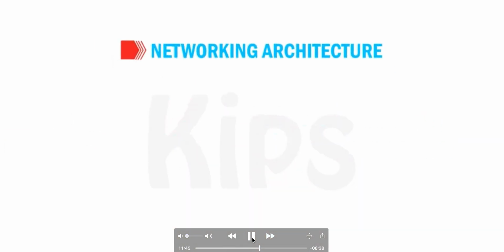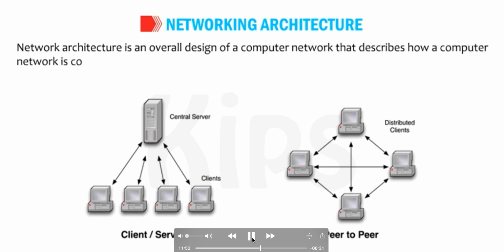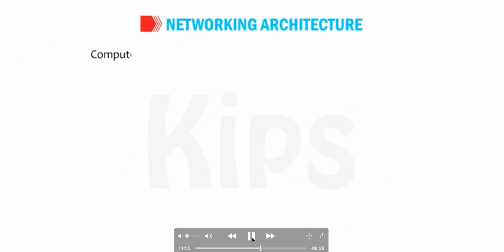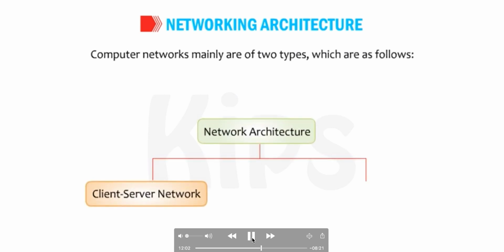I'm just explaining the networking architecture to you. This is not in your lesson, but I wanted you to know what a client-server and a peer-to-peer architecture actually are. Network architecture is the overall design of a computer network that describes how the network is configured and what strategy is being used. This is mainly divided into two types. The first one is the client-server network. The second is the peer-to-peer network.